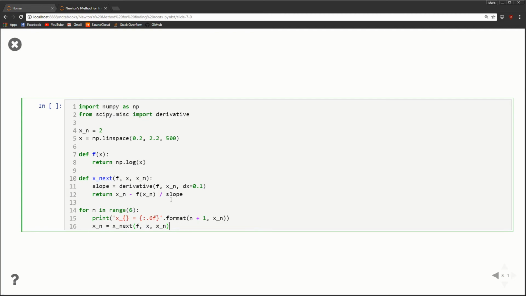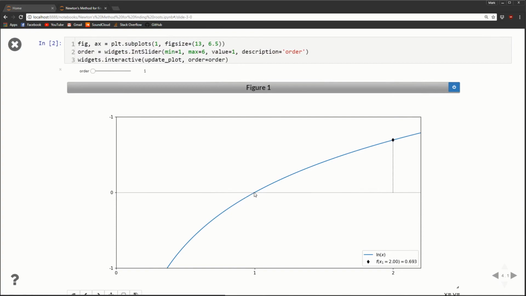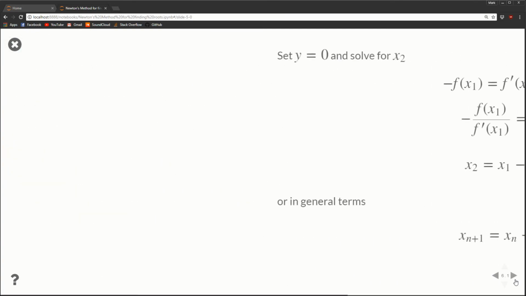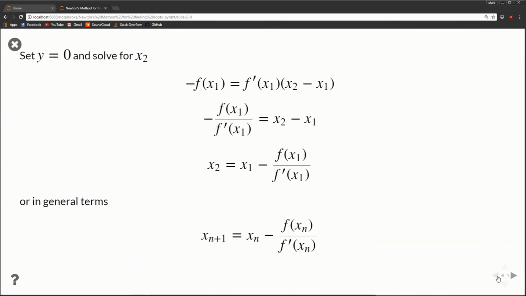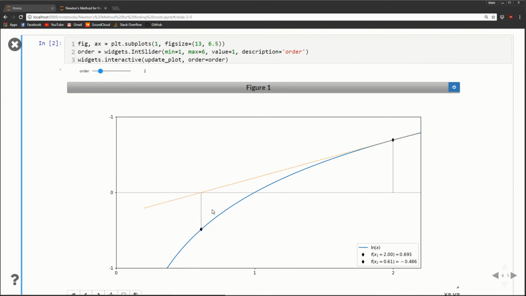Now, if we run this, we should get a list of the x values as they converge to the true value. If you remember, the true value is going to be x equals 1. This is where the natural log crosses. So let's go ahead and run this. You can see here we start at 2, then we move to 0.6, then we move to 0.9, and then we're just closing in on 1. By the 6th iteration, we're at 1 to within 6 decimal places. Just again to show you, here we start, or this is our 0.61 point here, then this is our 0.91, and then we're just converging closer and closer to x equals 1.